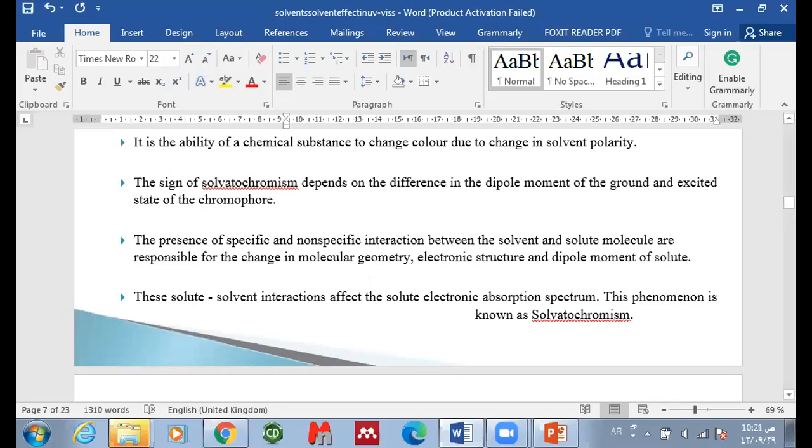So the presence of specific and non-specific interaction between the solvent and solute molecule is responsible for what? For the change in molecular geometry, electronic structure, and dipole moment of the solute. This solute-solvent interaction affects the solute electronic absorption spectra, of course.